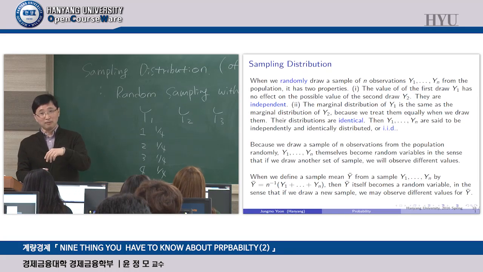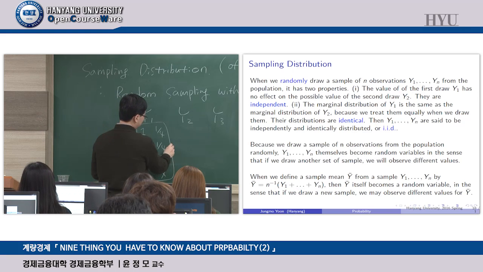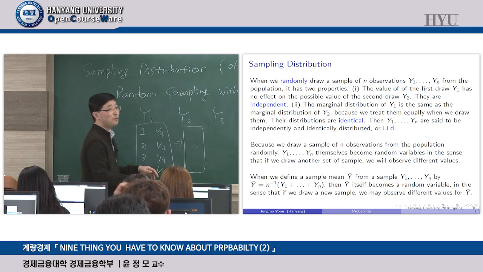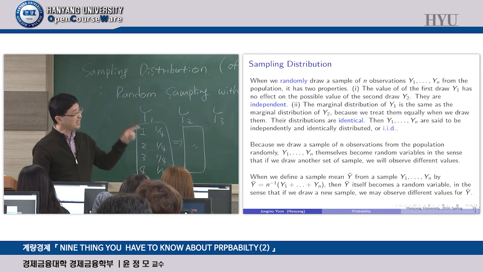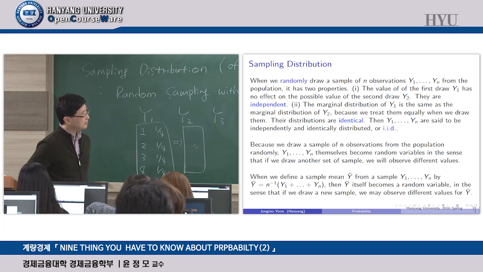I put everything back, right? So it's the same thing. This distribution goes to y2 too. Same thing. Same for y3. That's the meaning of the second I, this identical distribution. Does it make sense? Okay.